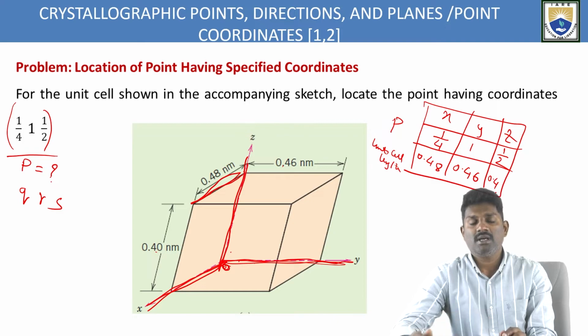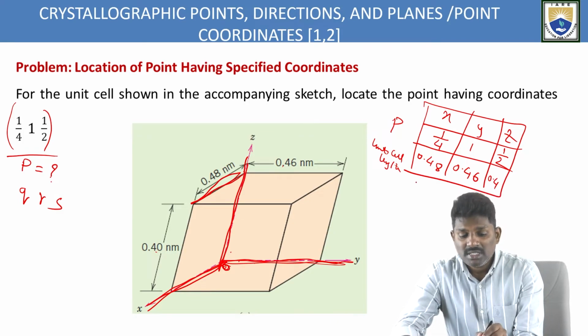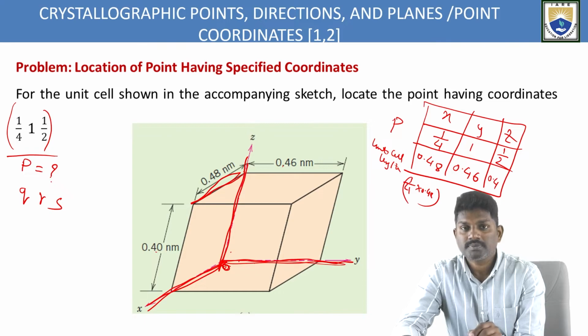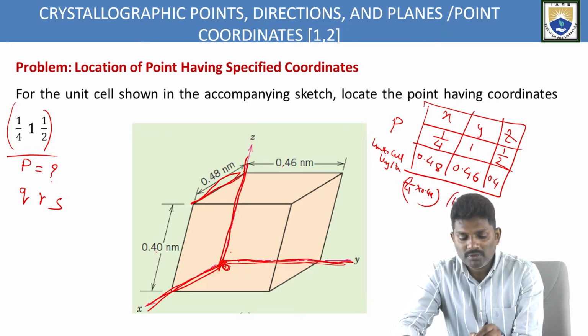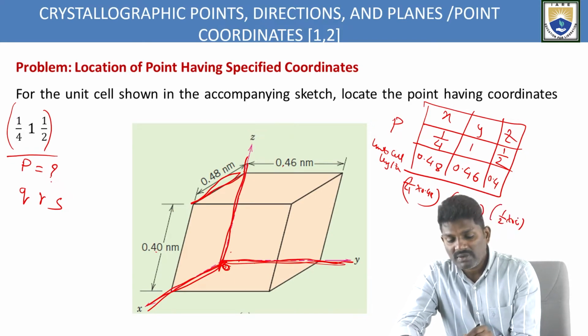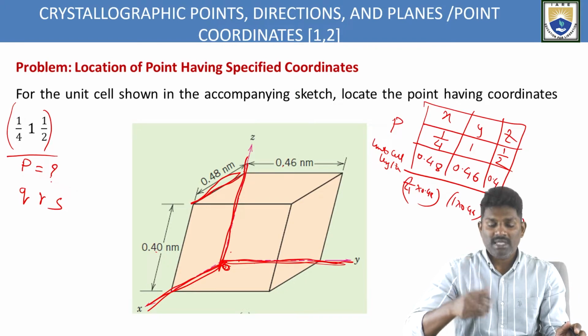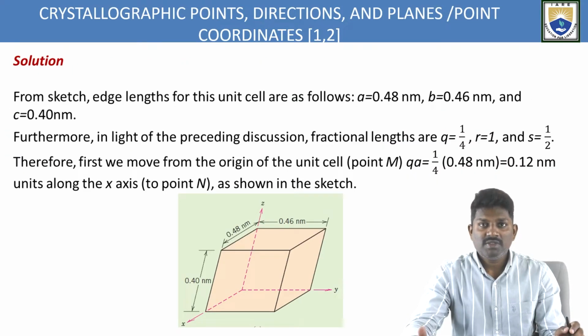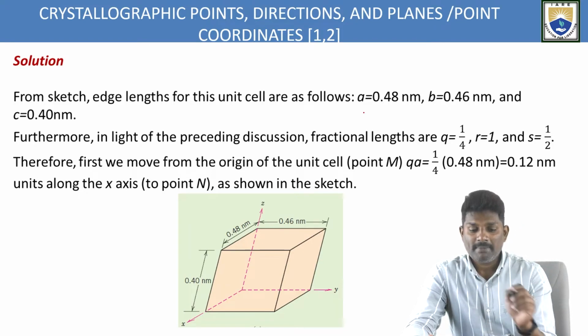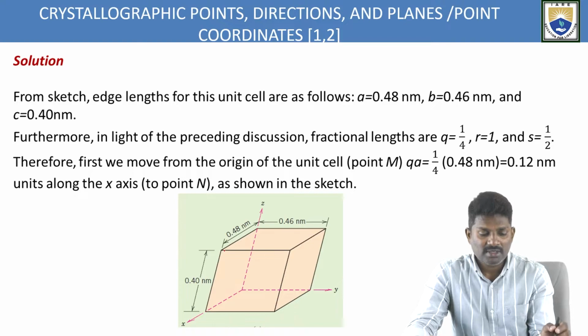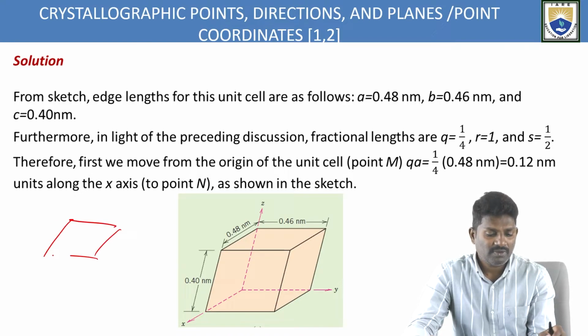In the previous session slides, we have seen how the distance is given by multiplying the fraction by the edge length. That is, you multiply 1/4 into 0.48, 1 into 0.46, and 1/2 into 0.4. These are the coordinates you are getting for the point P. We'll see how to show all these things in the next slide. See the solution here from the sketch. The edge length of the unit cell follows as a is 0.48. In the previous figures, we have seen only the a, b, c values.